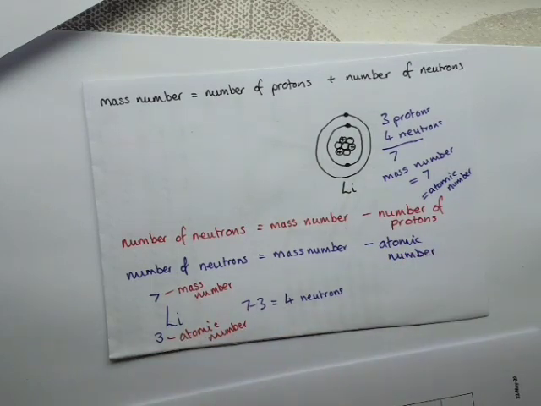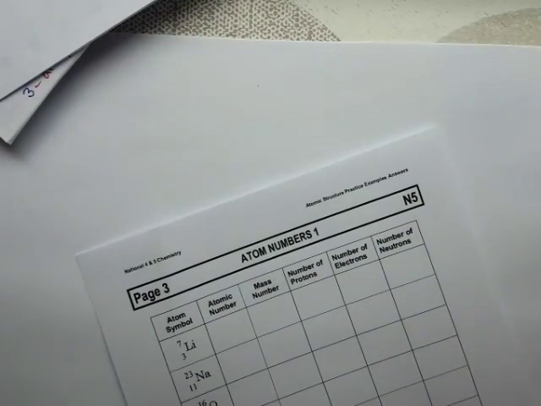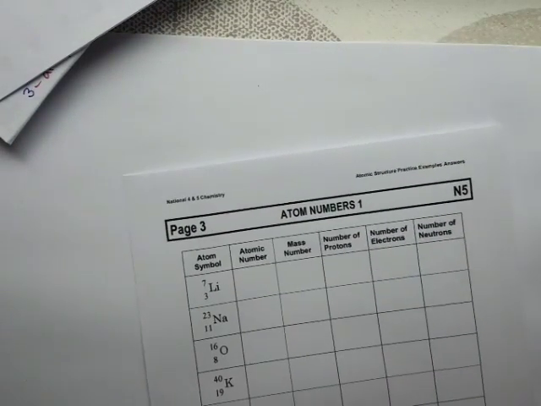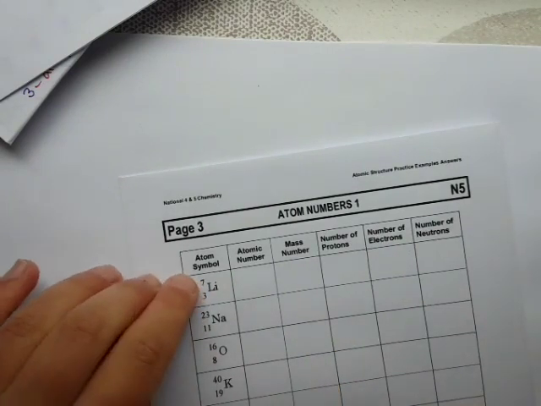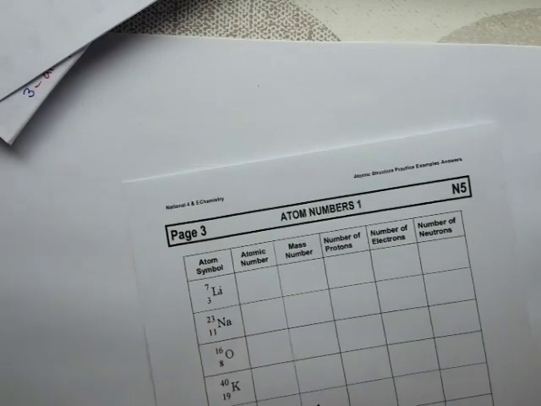Okay, I'm just going to very briefly run through the first couple of examples in the exercises that I'd asked you to do, and then you'll do the rest of the page yourselves. So, the first one is actually the one that I had just done. So we're given the symbol for lithium. Remember the top number is the mass number, the bottom number is the atomic number.